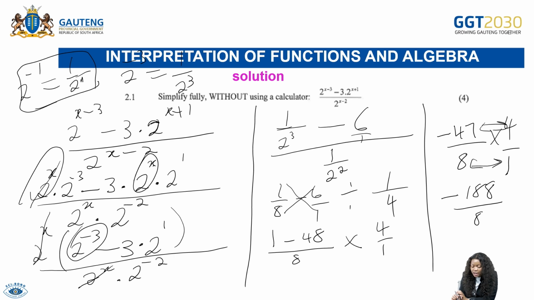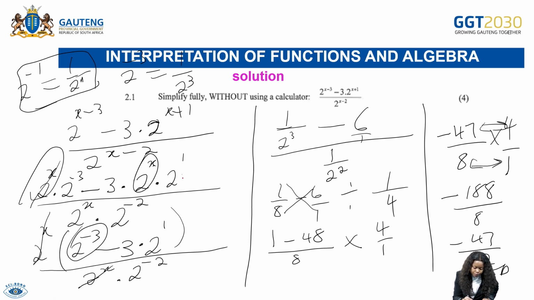Then you need to divide 188 divided by 8, and then you'll get 47, negative 47 all over 2. Then you get your full 4 marks. Let's see how you obtain the 4 marks.